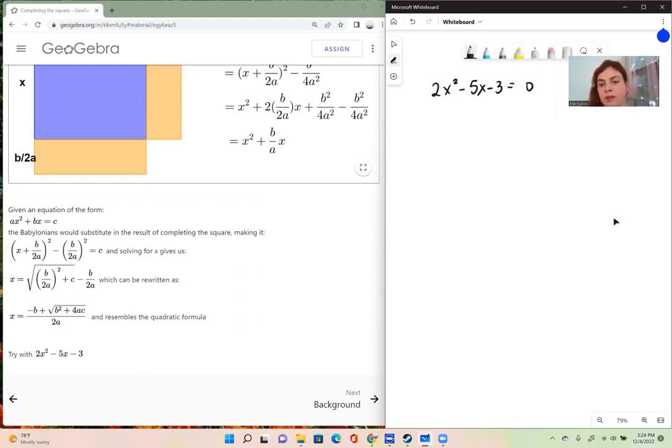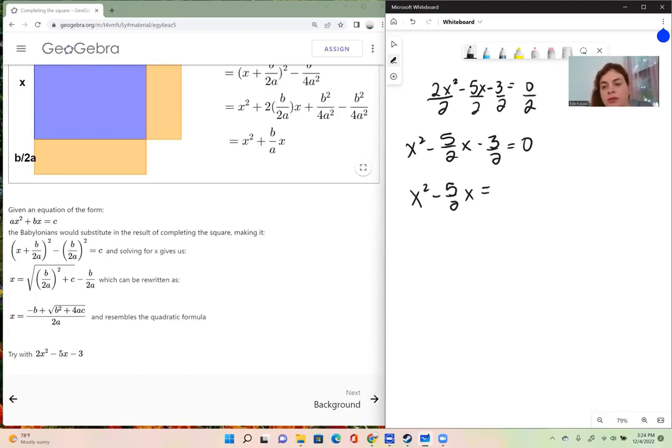So if they follow the same series of steps for the Babylonian method, they'll get an answer every single time. For the leading coefficient, we are going to divide it out of every term. So I have x squared minus 5 over 2x minus 3 over 2 equals 0. We are going to move the constant to the other side. We are going to factor out the x.